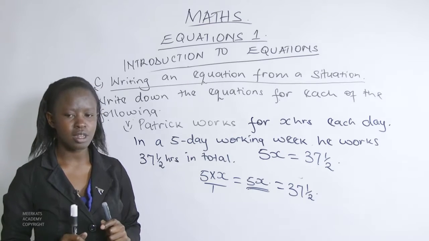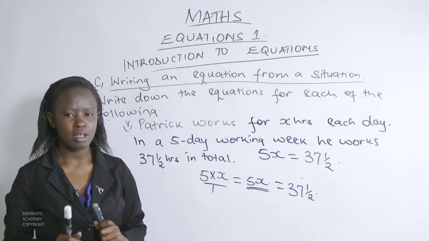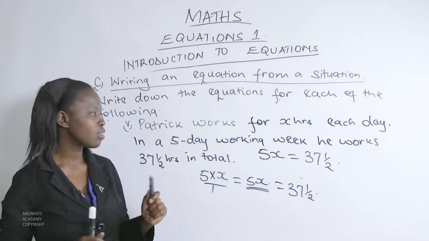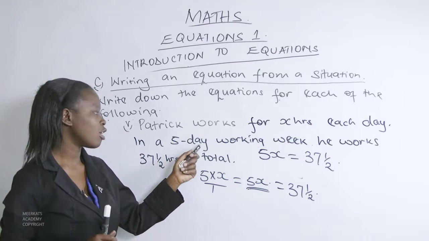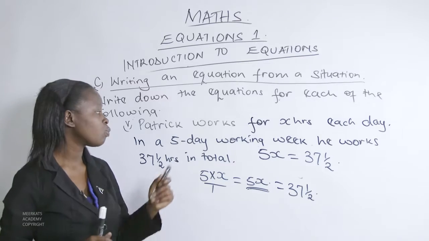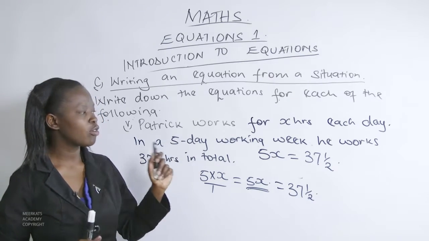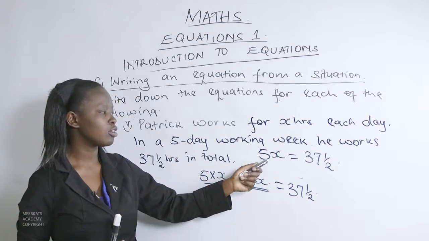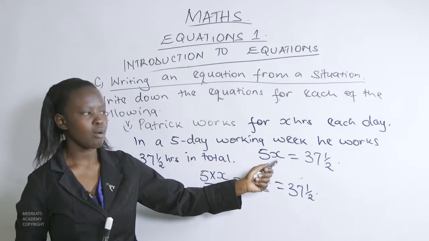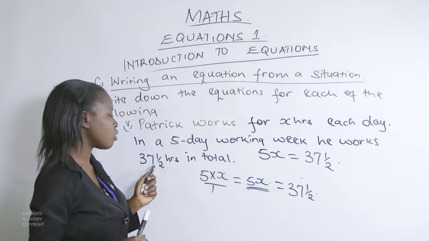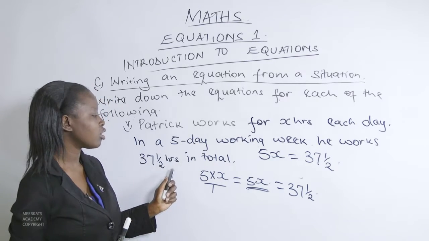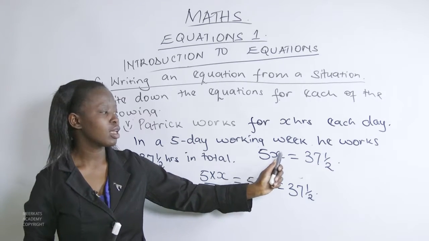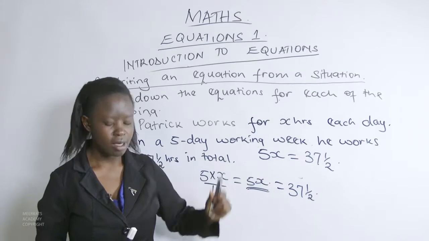So that is the equation that we come up with from this given situation, that Patrick is working for X hours each day. One day he is working for X hours, then this week he had a 5-day working week. It means that in the whole week we have 5 days that Patrick will go to work, and in one day he will be working for X hours. So in 5 days he will have covered 5X hours. But in this week, the total number of hours that Patrick went to work is 37.5 hours. So that means 5X is equal to 37.5.